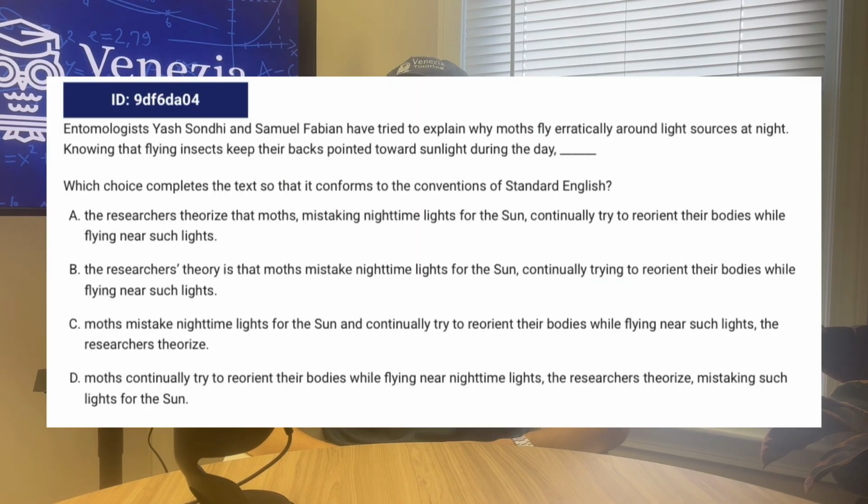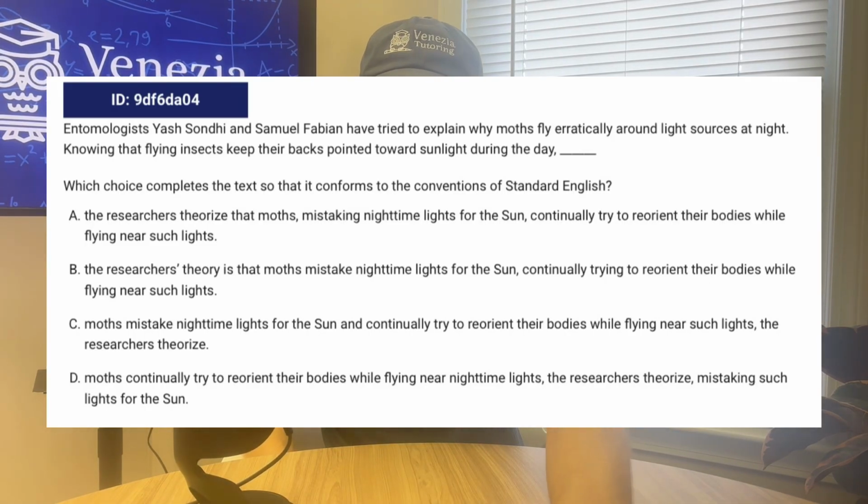And now let's take a look at an example through the lens of an official SAT question that's available from the College Board's question bank. Entomologists Yash Sondhi and Samuel Fabian have tried to explain why moths fly erratically around light sources at night. Knowing that flying insects keep their backs pointed towards sunlight during the day, comma. Okay, so the key modifier here is that knowing that flying insects keep their backs pointed towards sunlight.